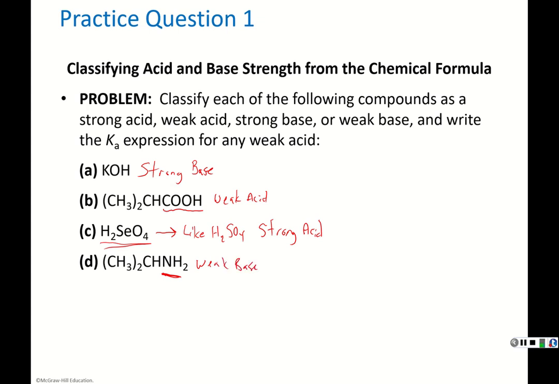The second part of this question: write a Ka expression for any weak acid. We have a weak acid here, and what would it look like in water? We'd have (CH3)2CHCOOH, and when it dissociates, we get (CH3)2CHCOO minus plus H3O plus.